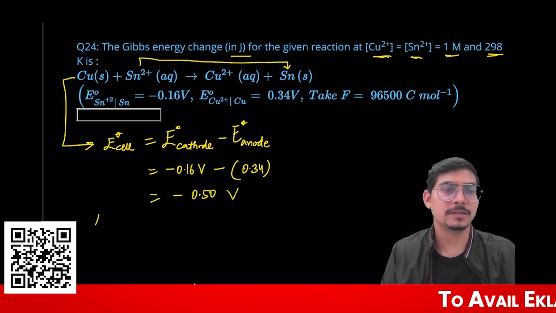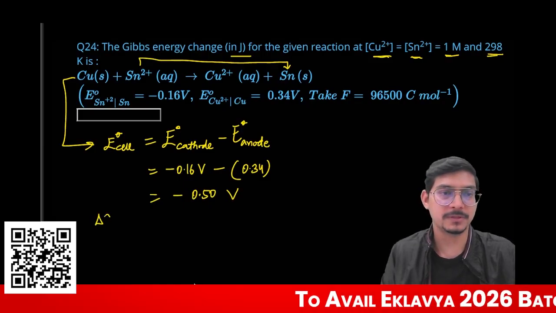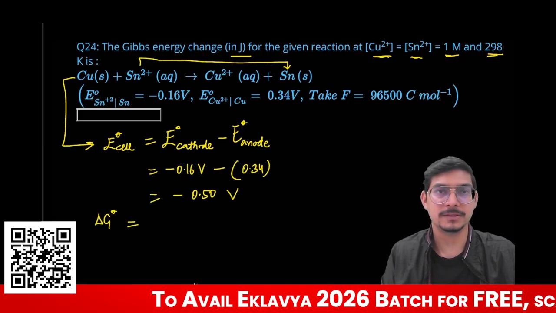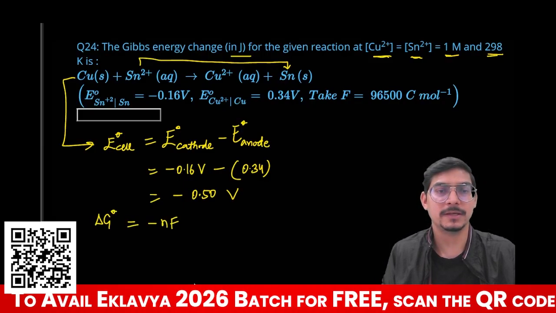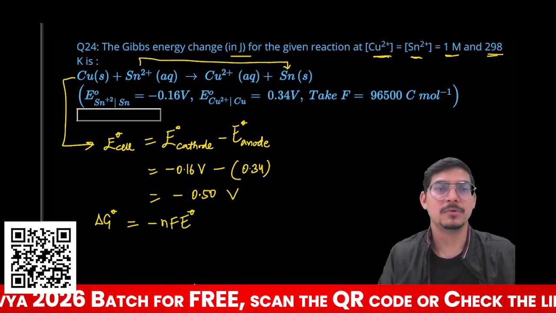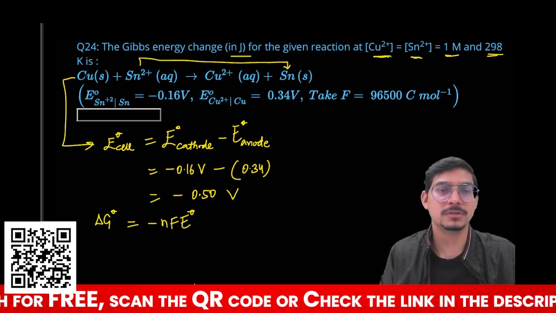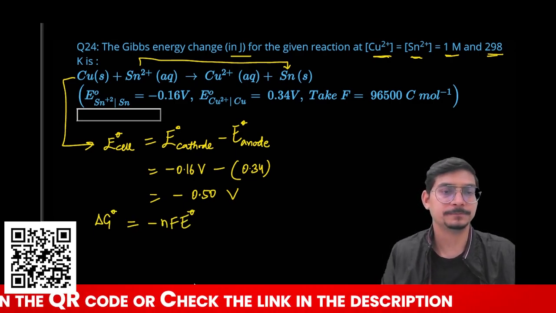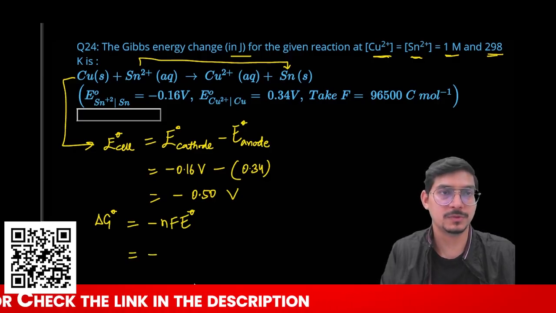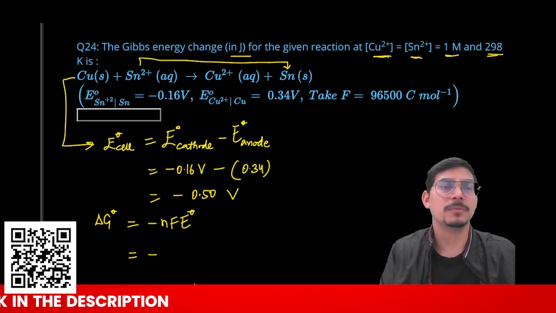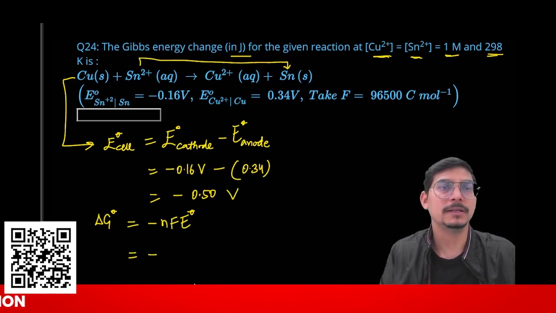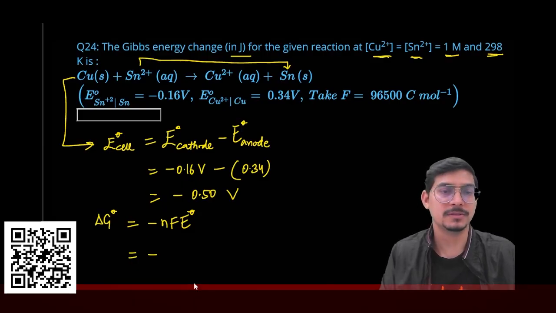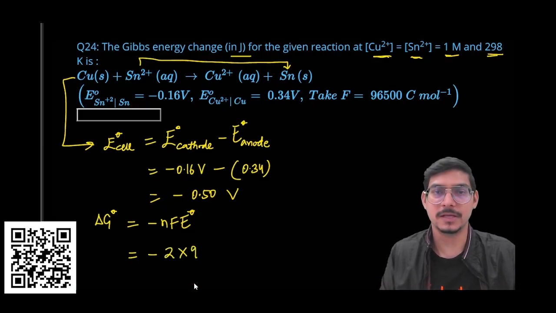Now we know that the relation between EMF and the Gibbs energy, delta G naught, is given by this formula. Delta G naught is minus nFE naught, where n is the number of electrons in the balanced chemical equation and F is the Faraday constant. The number of electrons in the balanced equation is 2, as we can see here. Copper is losing 2 electrons and Sn2+ is gaining these 2 electrons. So n is 2, F is 96500 coulomb per mole, and the value of EMF is minus 0.5 volt.